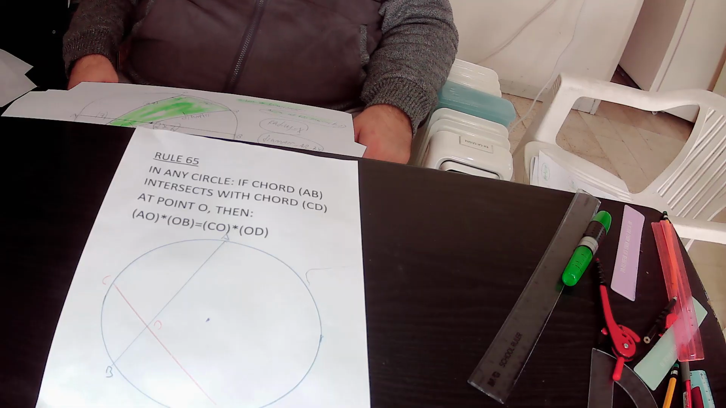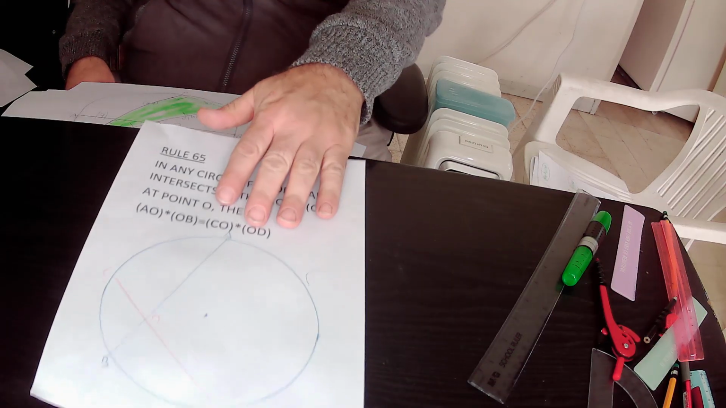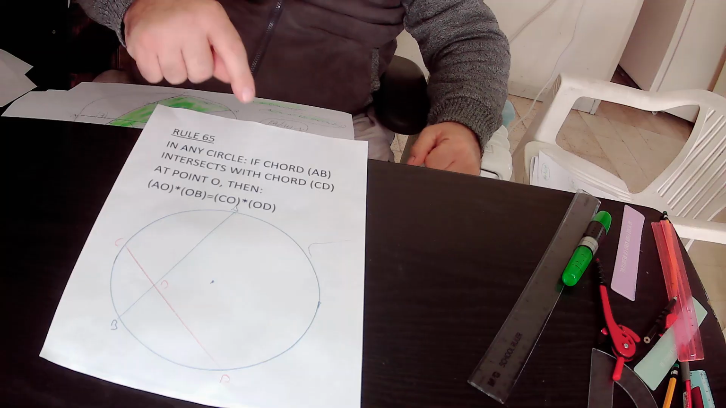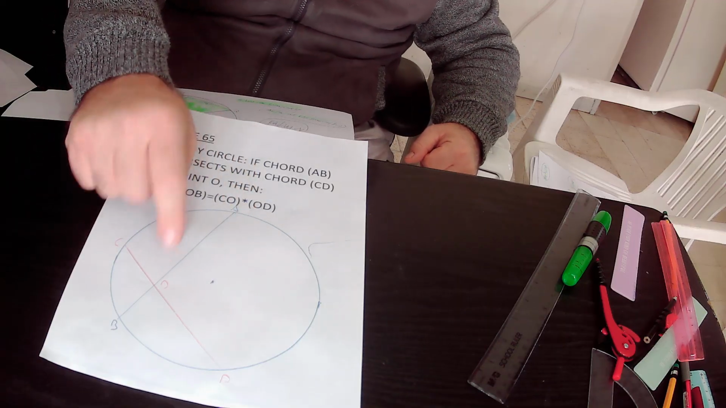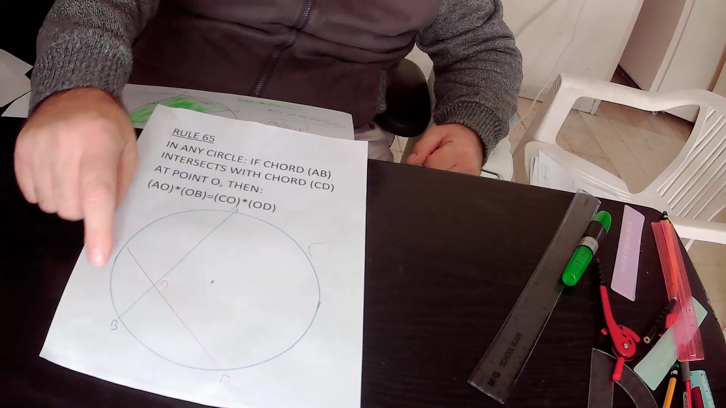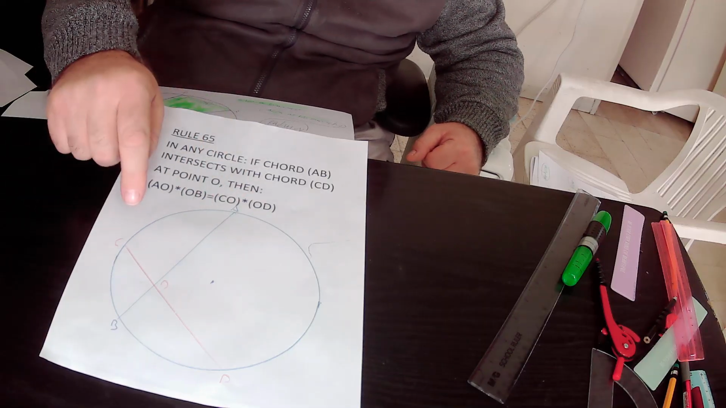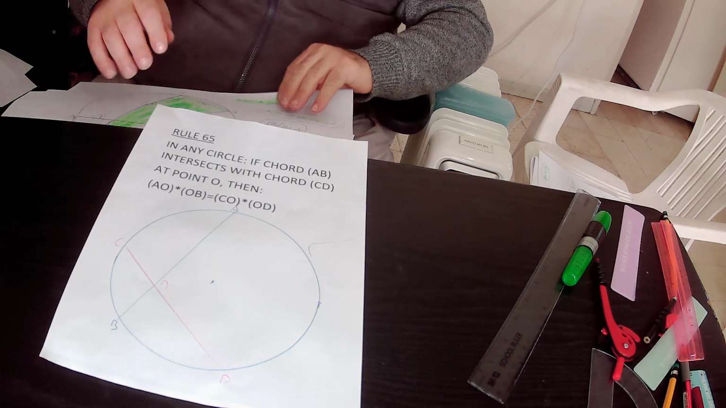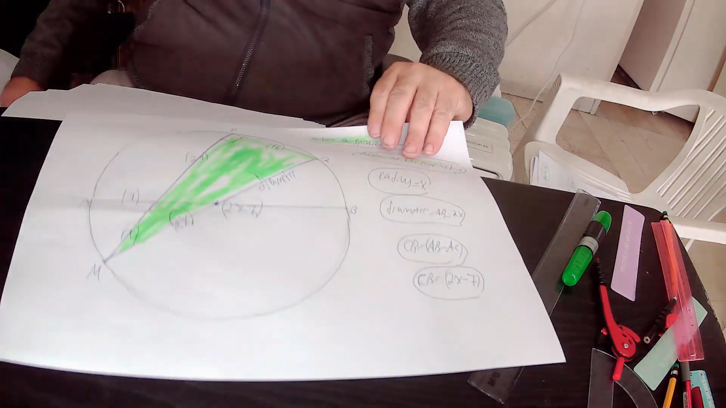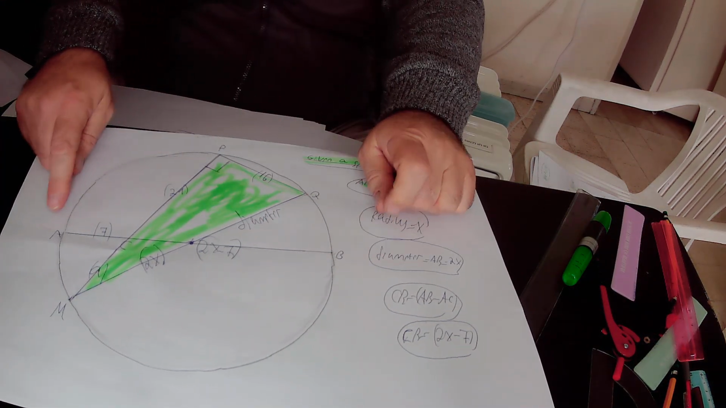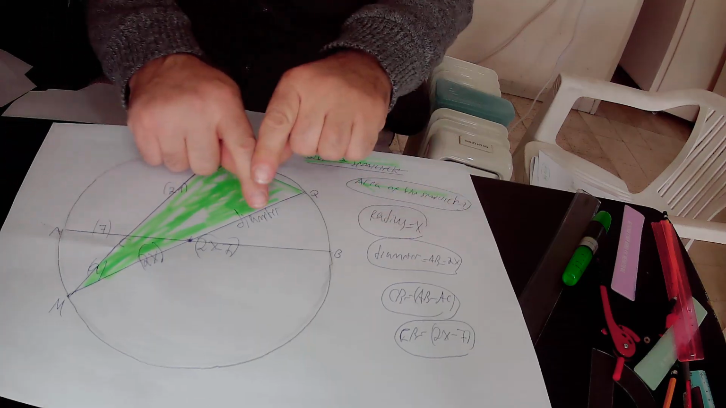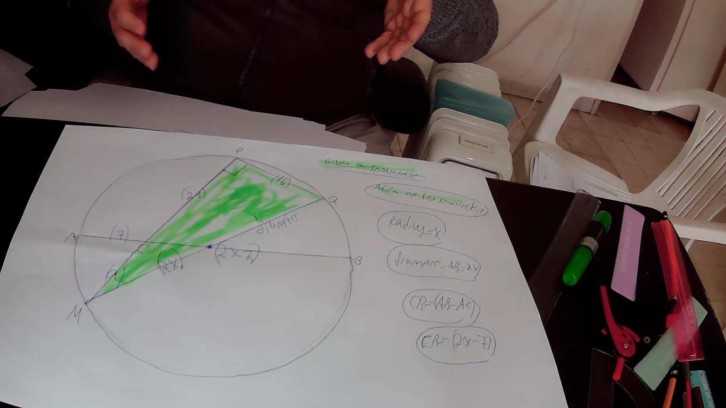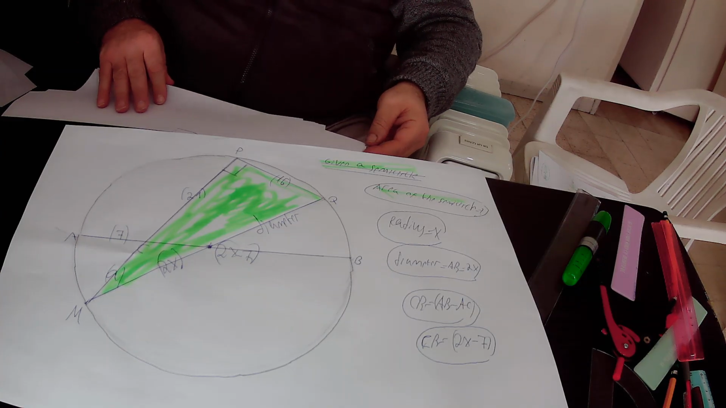Rule 65 is true in any circle, so this circle could be any circle. According to this rule 65, if chord AB intersects with chord CD at point O, then the following equation holds: AO times OB equals CO times OD. We can definitely implement rule 65 in our drawing. In our drawing, chord AB intersects with chord PM at point C. So all the requirements for rule 65 are satisfied, and therefore we can implement rule 65.